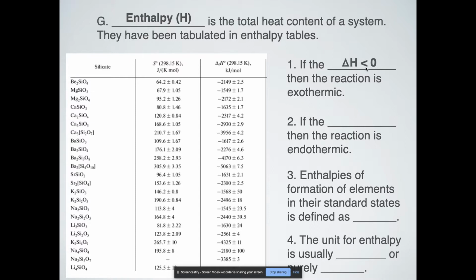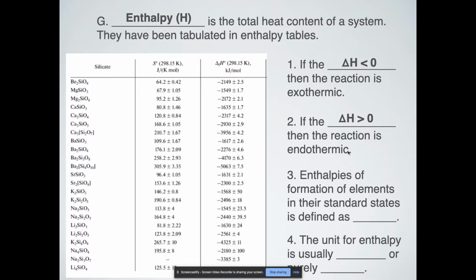First thing you need to know: if we're calculating the change in enthalpy for a reaction and it's less than 0, that means that the reaction is exothermic. Remember, exothermic means to release heat, so our system is losing heat. On the other hand, if you calculate a delta H and you get something greater than 0, that means your reaction is endothermic, which means that it is absorbing heat. So now you are gaining heat.